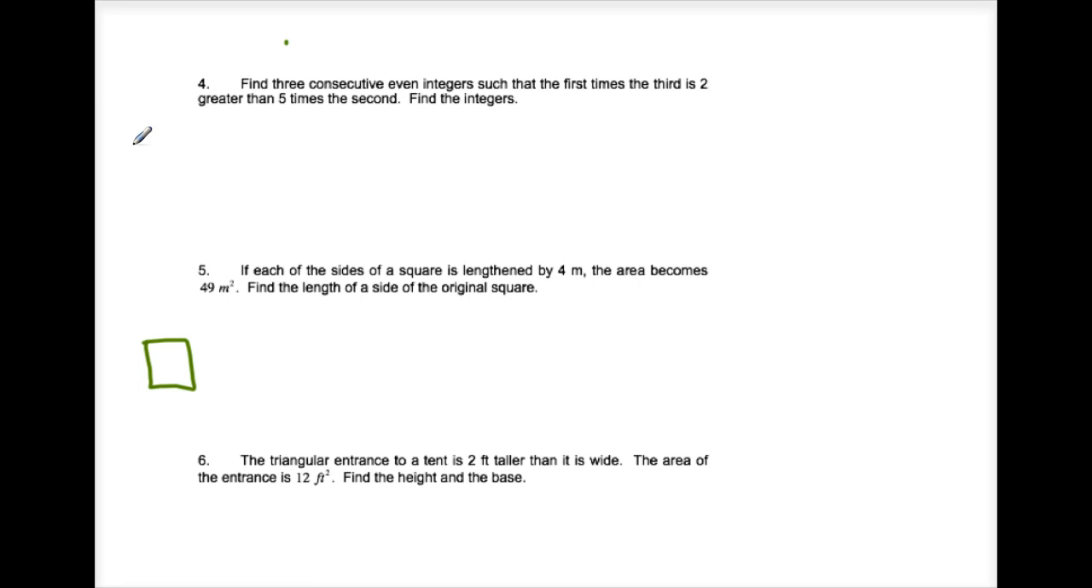All right. If each of the sides of a square is lengthened by 4 meters, what does it mean to be lengthened? Extended, bigger. What would you do with the 4? Add it, exactly. So x equals the original length. We get a square that's x by x, and we are going to lengthen it by 4 meters.